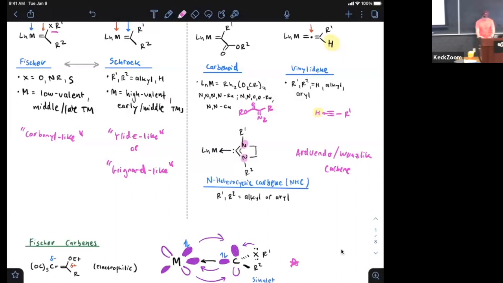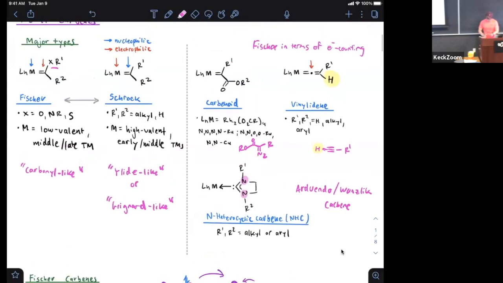So I want to expose you to these different types of carbenes. In terms of electron counting, remember that all of these are Fischer type. Okay, so we'll pick up here next time.